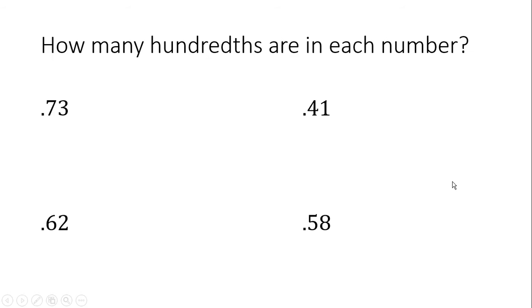What do I mean? Let's start with reading hundredths, because when we're looking at that 0.10, that 0 there is in the hundredths place. So how would you read these numbers? This would be 73 hundredths. This would be 41 hundredths. This would be 62 hundredths. This would be 58 hundredths. So far, so good.